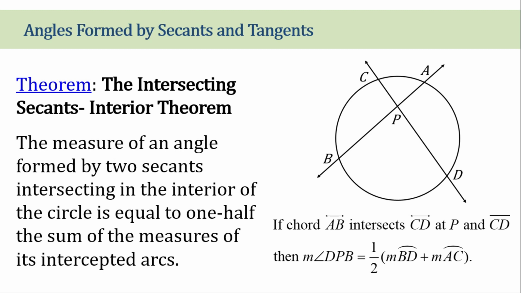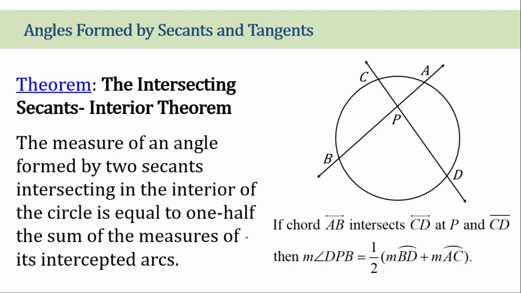First of our theorems is the intersecting secant interior theorem. So these are two secants that intersect inside the circle. The measure of the angle formed by two secants intersecting in the interior of the circle is equal to 1/2 of the sum of the measures of the intercepted arcs.